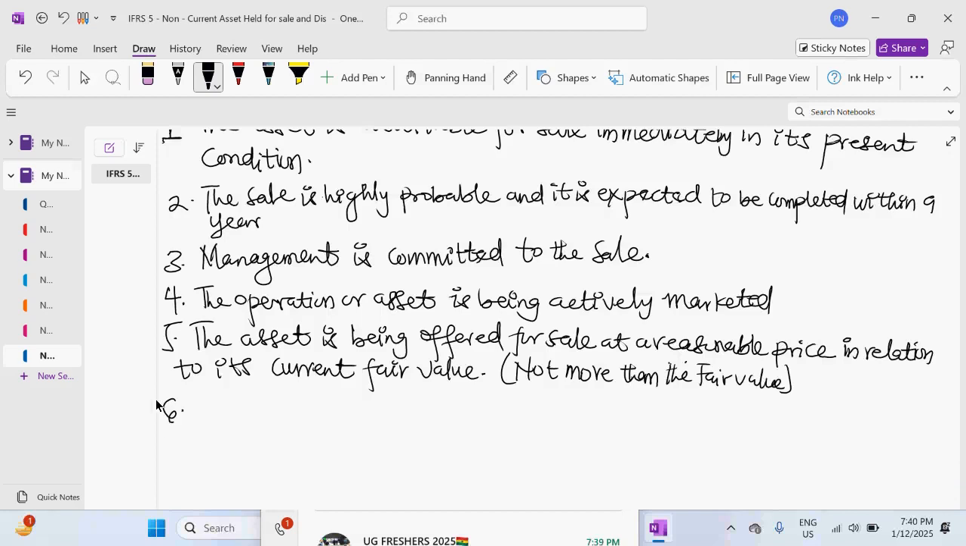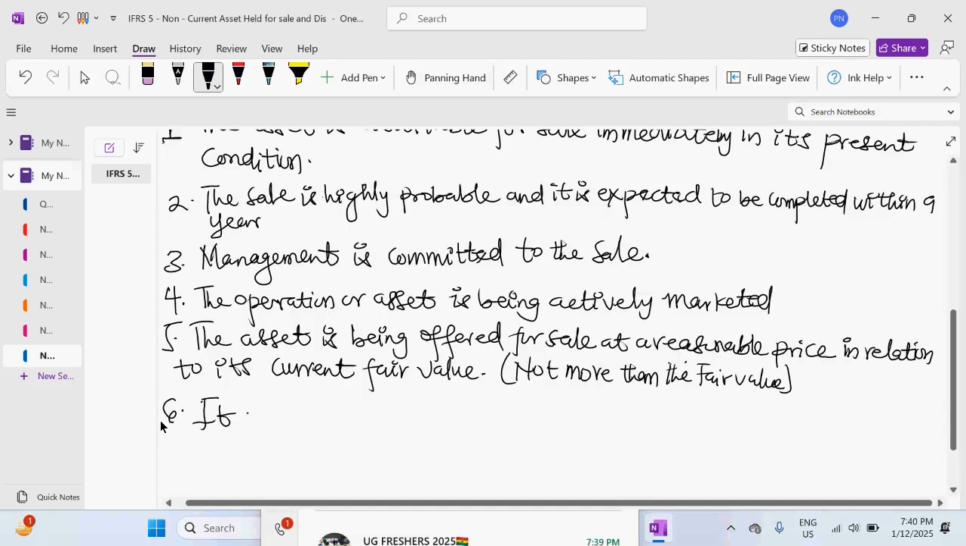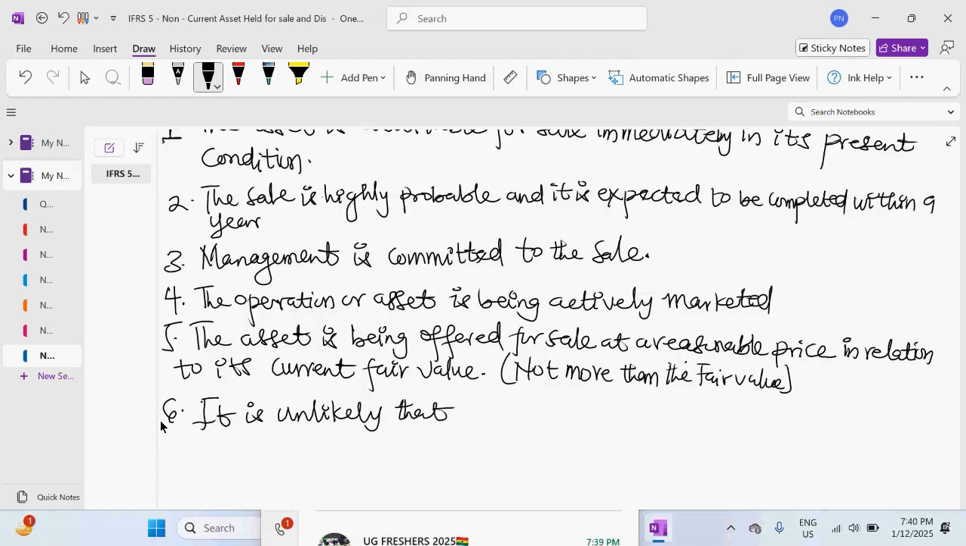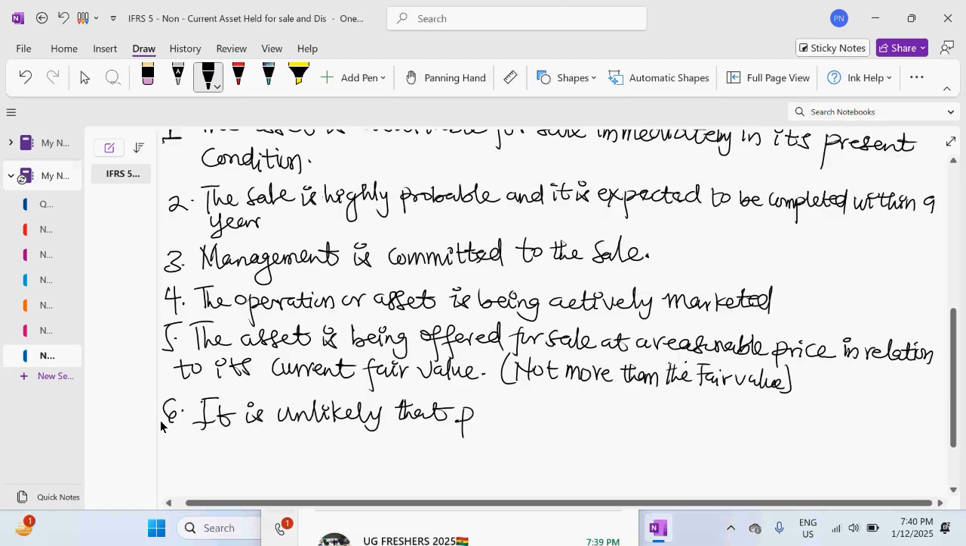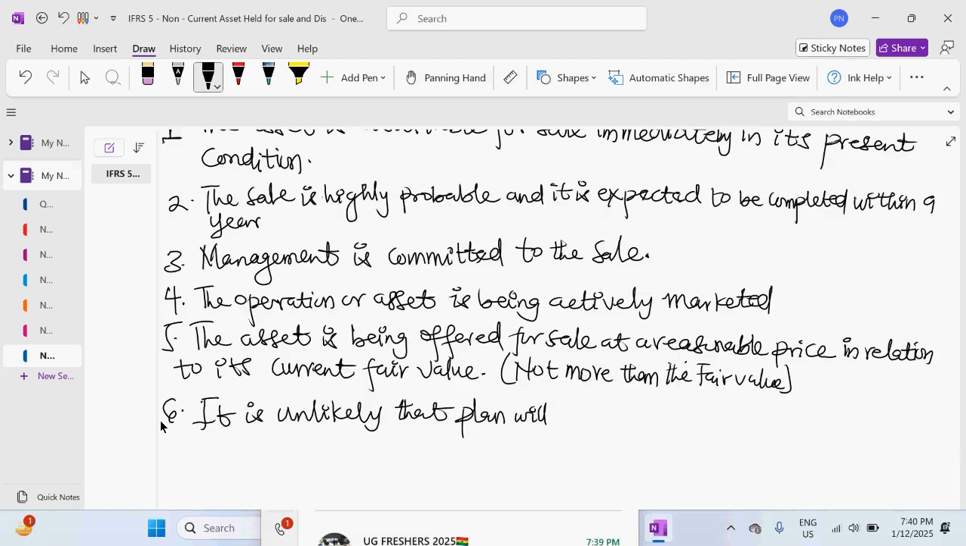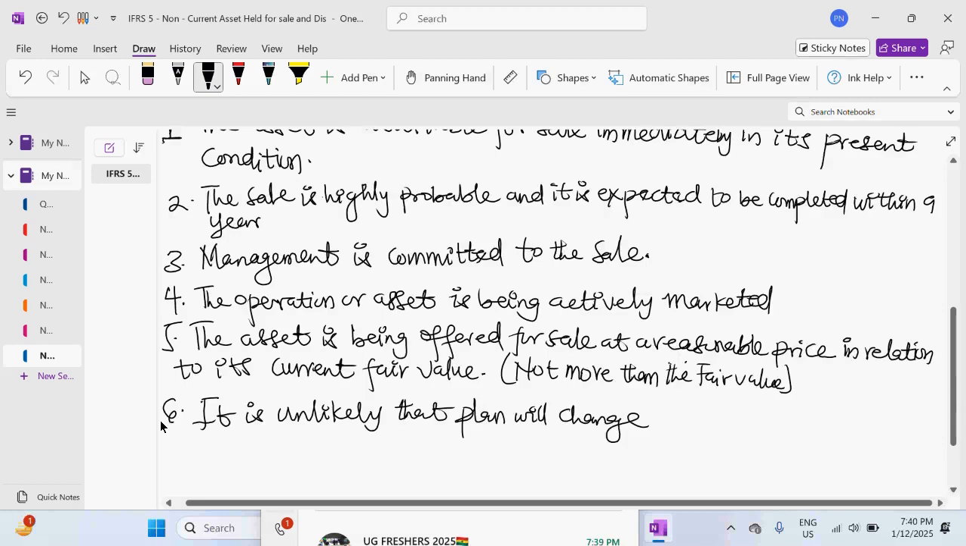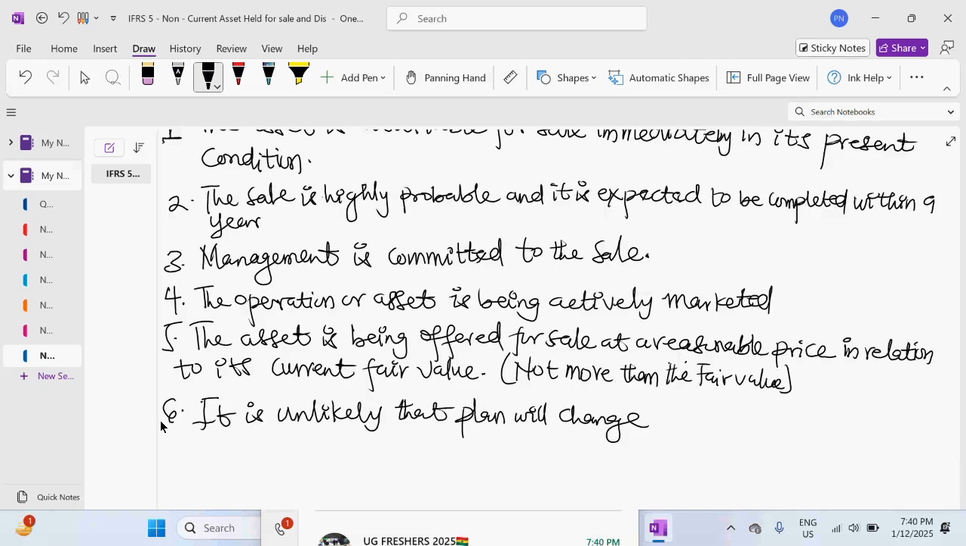Then we can talk of the last one, which is that it is unlikely that you have a change of mind. It is unlikely that the plan to sell the asset will change. So you are really committed. It is unlikely that the plan will change.